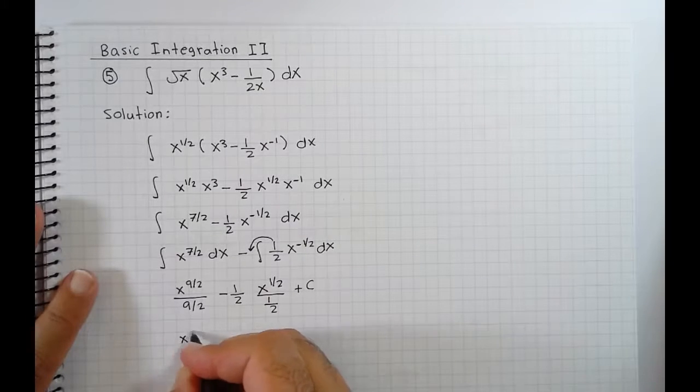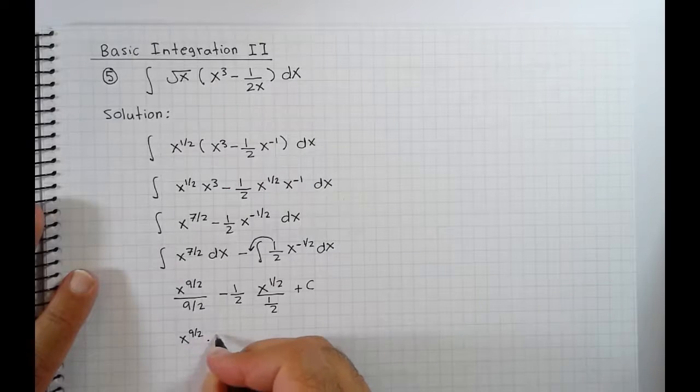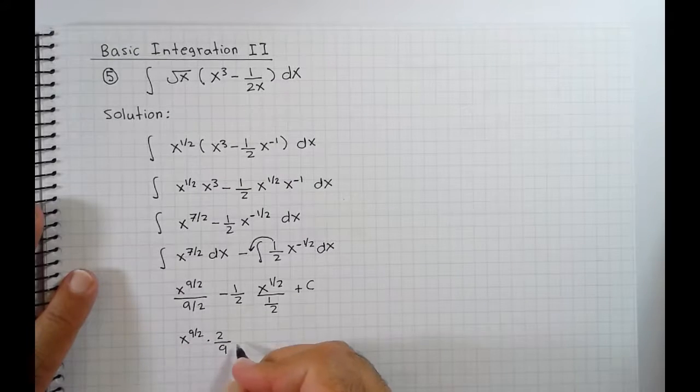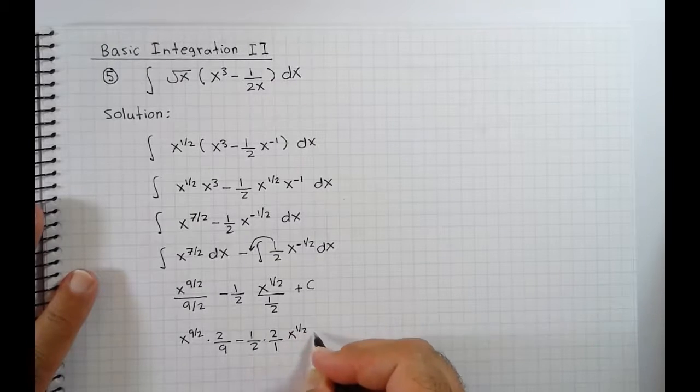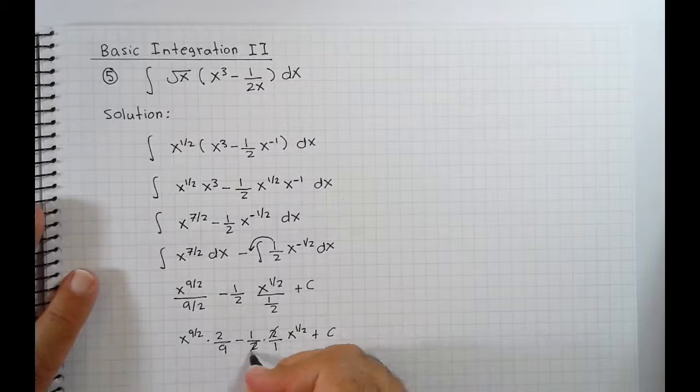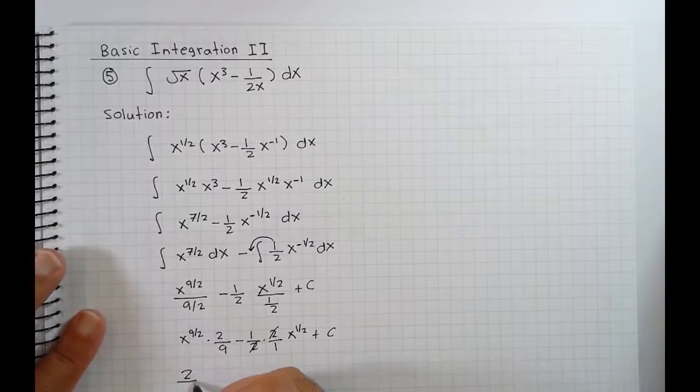And that's x to the 9 over 2. Let's flip the bottom. You get 2 over 9 minus 1/2 times 2 over 1 x to the 1/2 plus c. These 2's cancel out, and we'll rewrite this as 2 over 9 x to the 9 over 2 minus x to the 1/2 plus c. This is the answer.